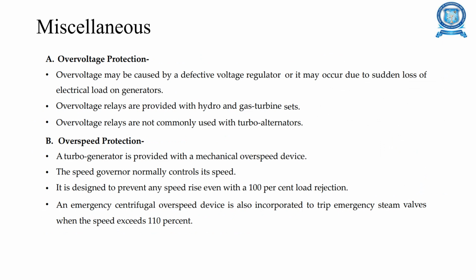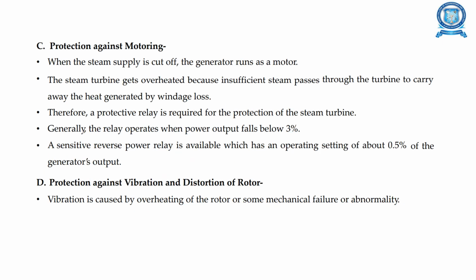Miscellaneous: overvoltage protection. Overvoltage may be caused by a defective voltage regulator, and overvoltage relays are provided with hydro and gas turbine sets. Overspeed protection: the speed governor normally controls the speed. It is designed to prevent any speed rise even with 100% load rejection. Protection against motoring: when the steam supply is cut off, the generator runs as a motor. A protective relay is required for protection of the steam turbine.